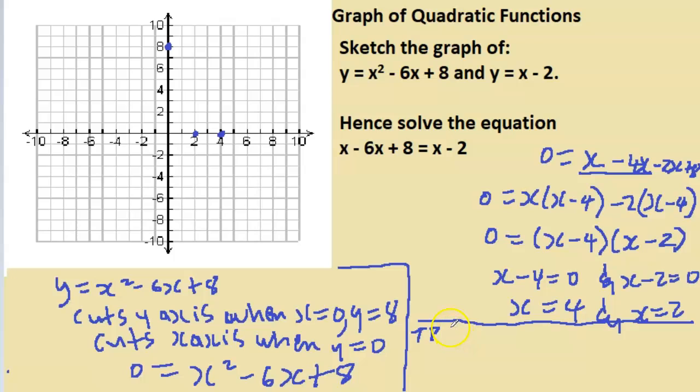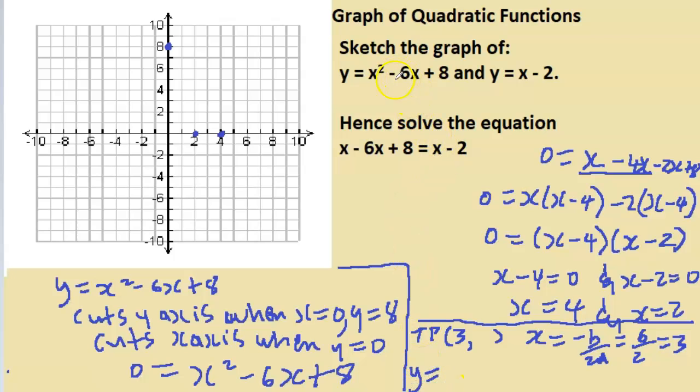So the turning point, recall the x-coordinate for the turning point is minus b over 2a. So we use the formula x equal minus b over 2a to get the x-coordinate for the turning point. Now the graph we're sketching here is x squared minus 6x plus 8. So minus b is minus 6, which is positive 6. A is 1. So 2 times 1, 2. So 6 divided by 2, 3. So the x coordinate is 3.